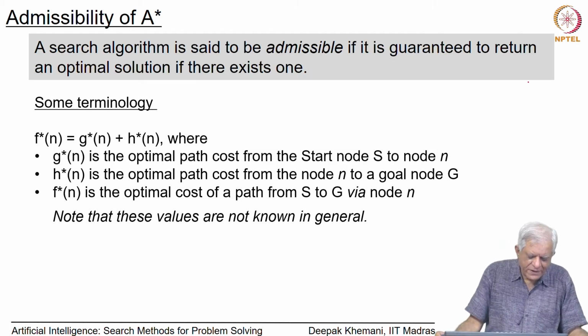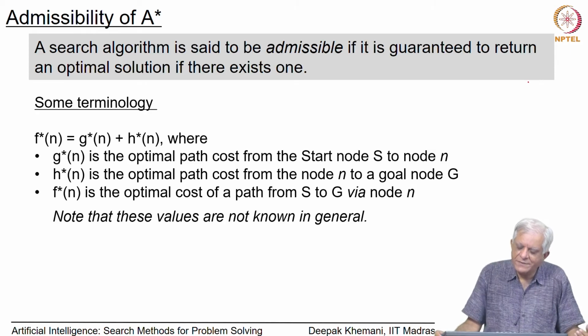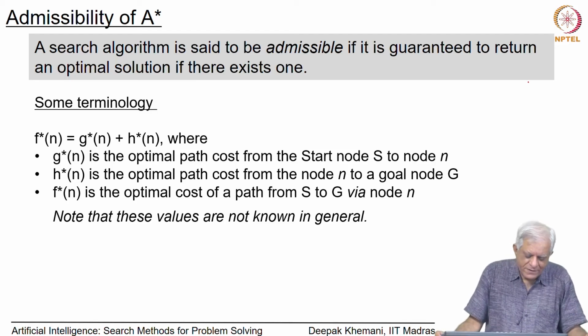So, corresponding to g star of n and h star of n is the value of f star of n, which is the optimal cost of a path from start to goal. Remember that the estimates that the A star algorithm uses, which is f of n, are always from start to goal, and when you say f of n, we basically mean a path from start to goal, but which passes via n. And so, in that manner f star is the optimal cost of a path from start to the goal which goes via n.